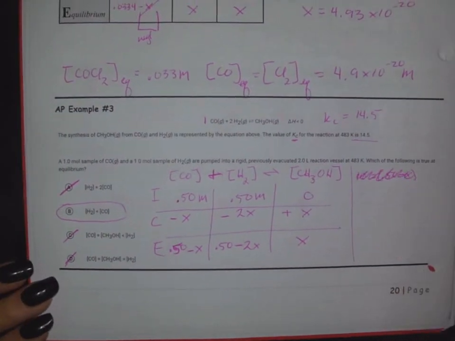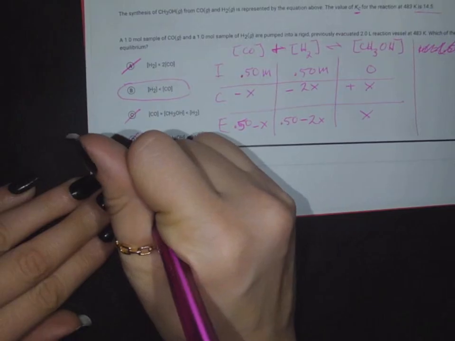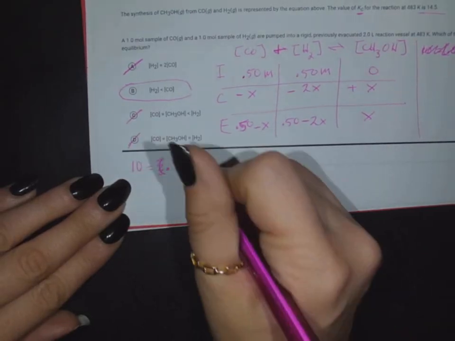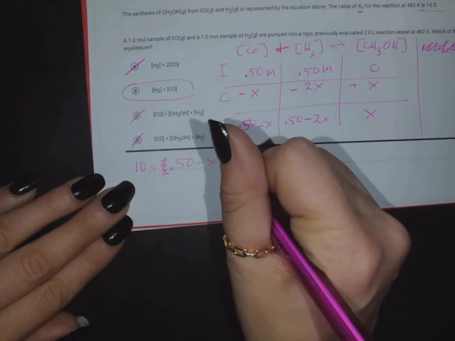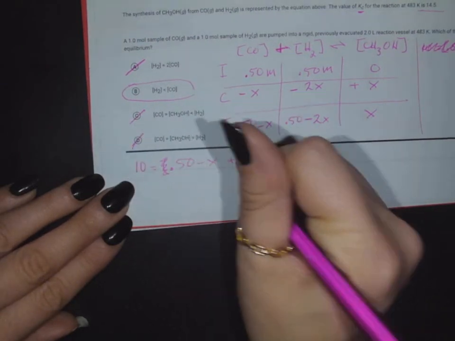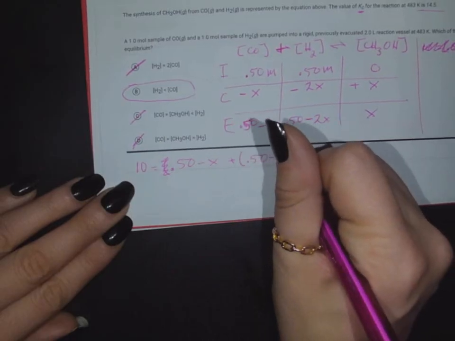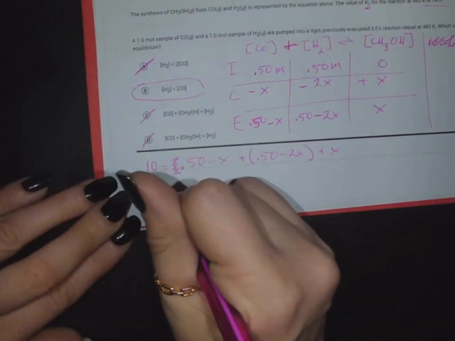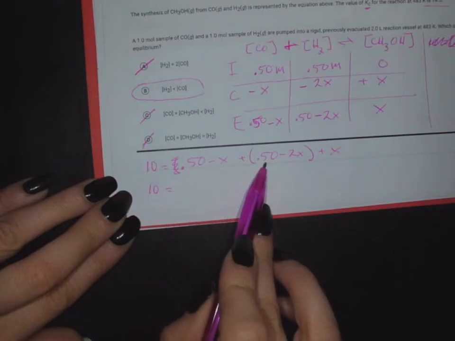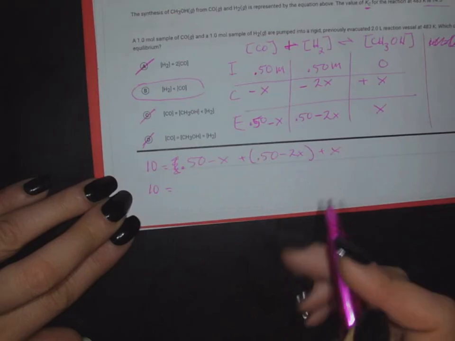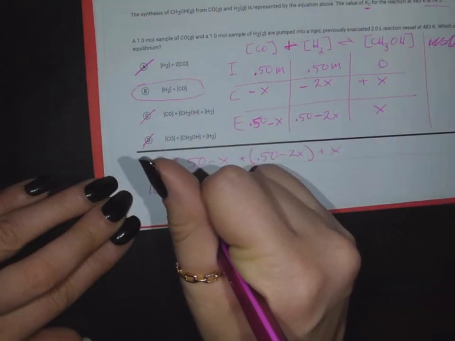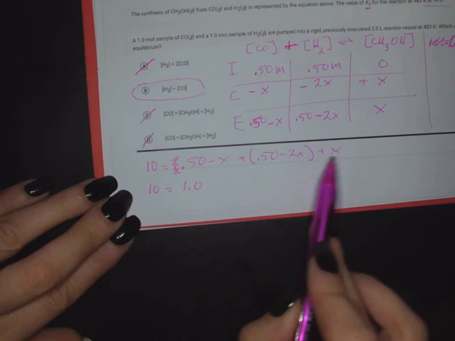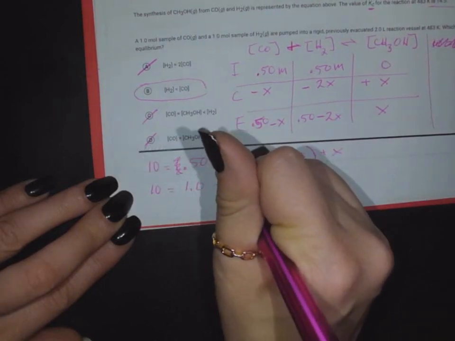let me rewrite it down here so we have more room. Okay, so we're saying 10 is equal to 0.50 minus x, and then plus 0.50 minus 2x plus x. Don't worry about distributing that. So 0.5 minus x plus 0.5. So let's add together the values that don't have x in them. So that would be 1, and then minus x, minus 2x, and plus x. Okay, so this minus x and plus x, they cancel. So then we're left with minus 2x.